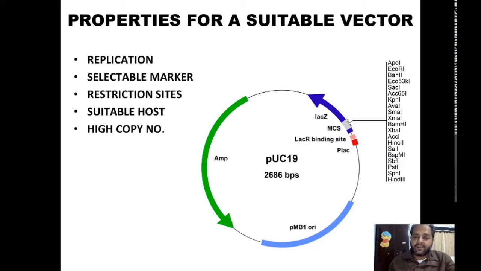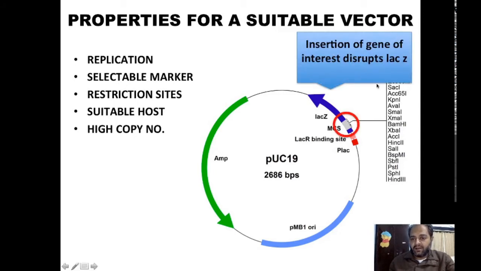Next is high copy number. That means the plasmids which are entering inside the host should be able to multiply and reach a particular number which is fairly high, so that whenever you want to harvest the plasmid DNA and work with it, you get a sufficient amount of yield in order to perform your DNA manipulations.